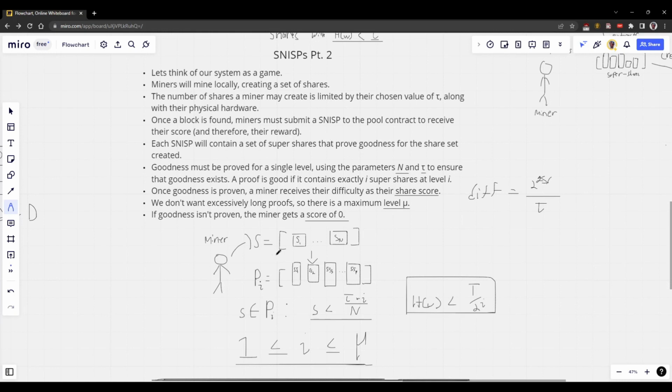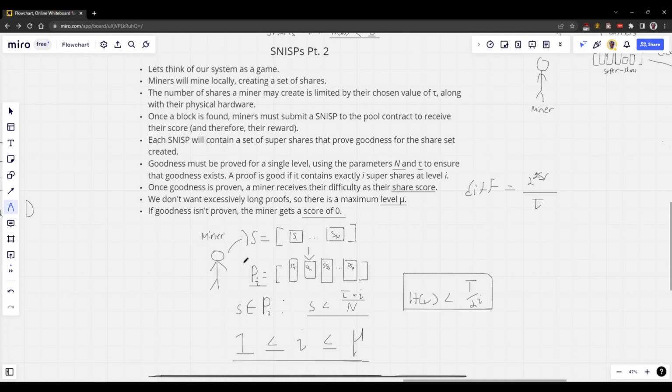So this is the mathematical representation of what's happening. The miner creates a share set, which eventually becomes their super share set, which is going to represent their SNISP, their proof. Each proof is going to be at a certain level. Each share within the proof has to satisfy the inequality for that level. The inequality for that level is going to be S is less than ta times I divided by n.